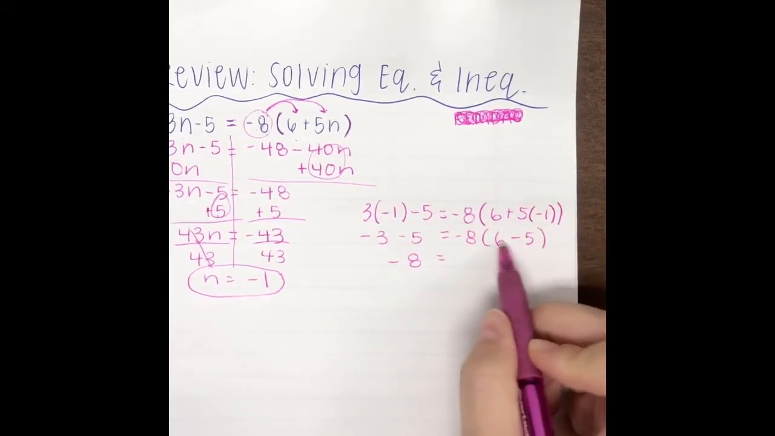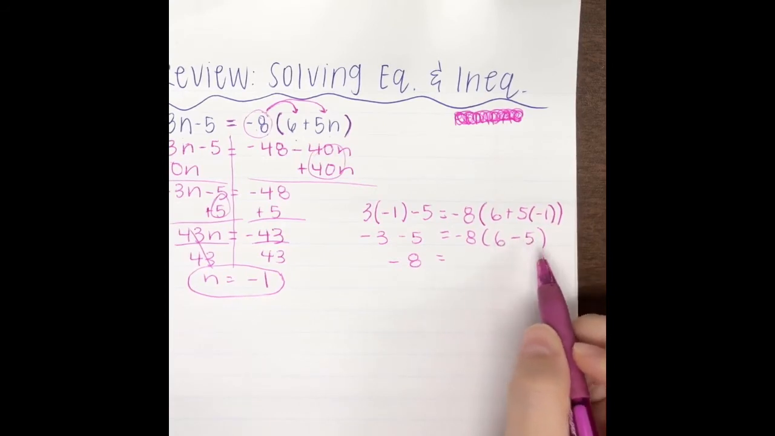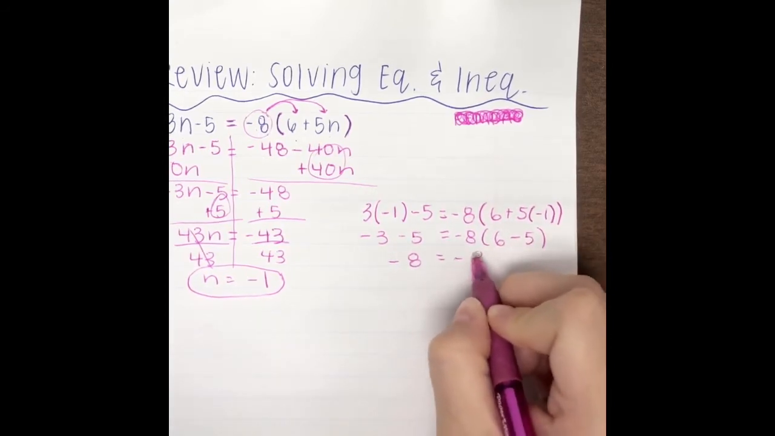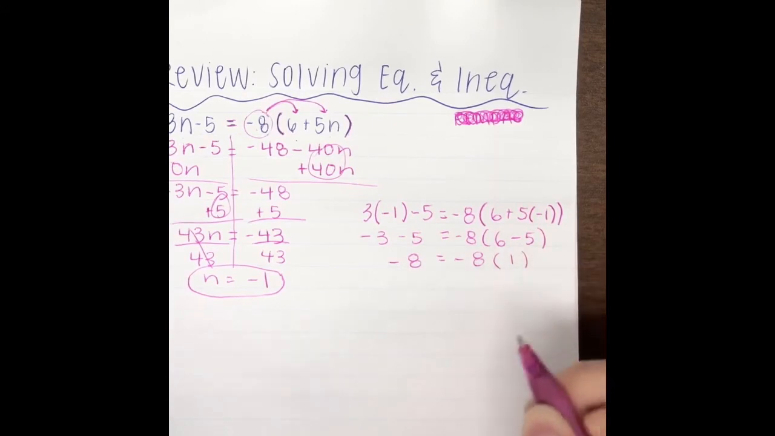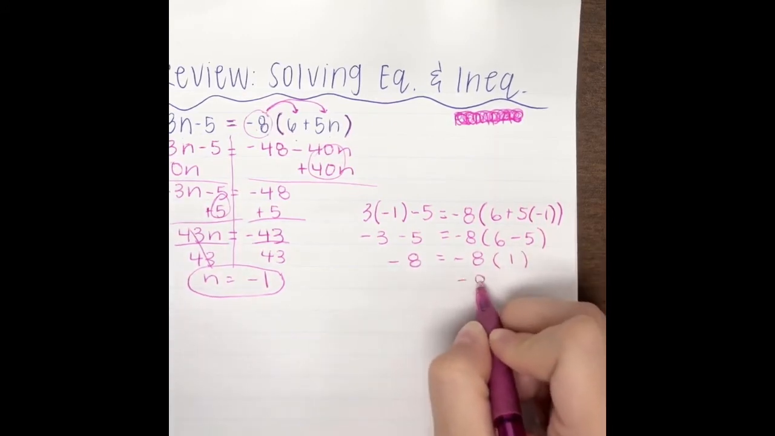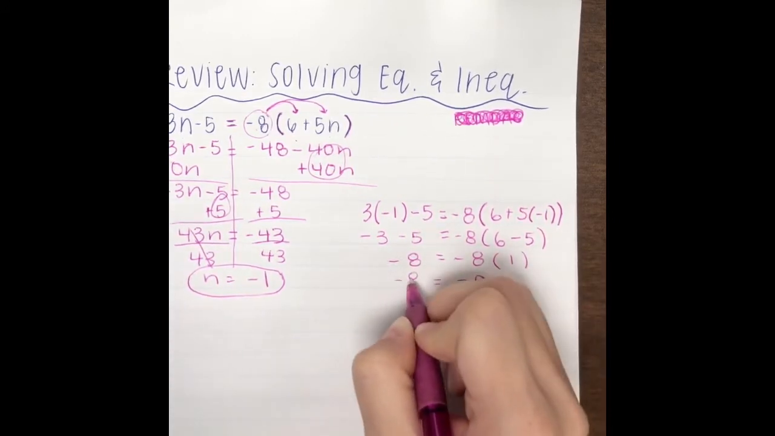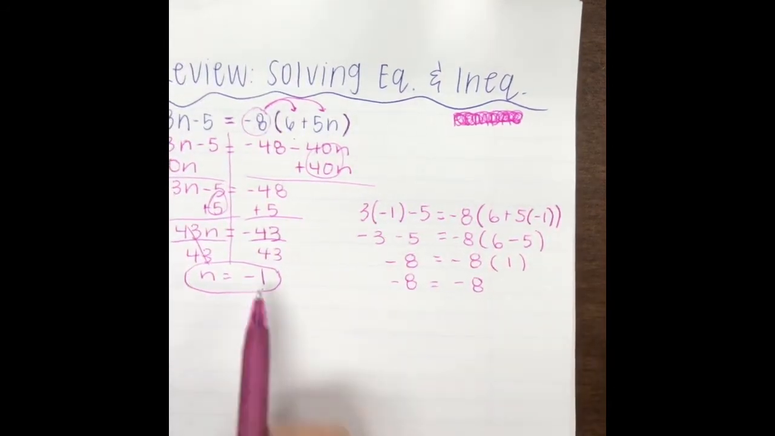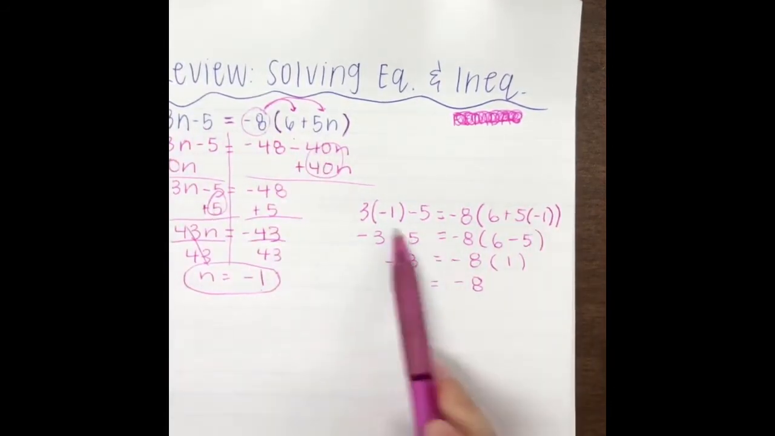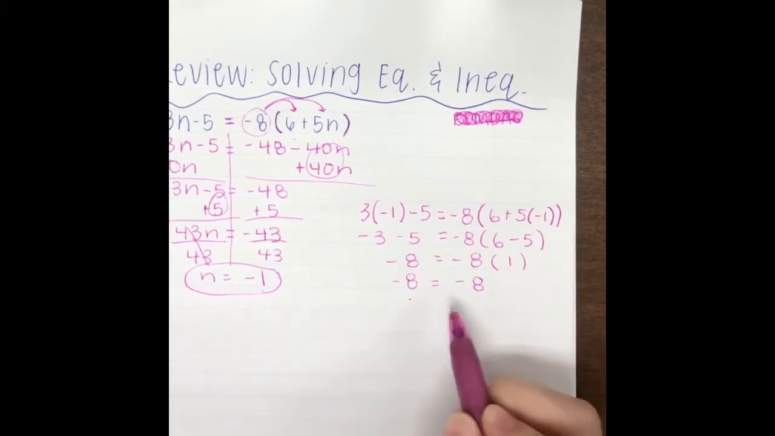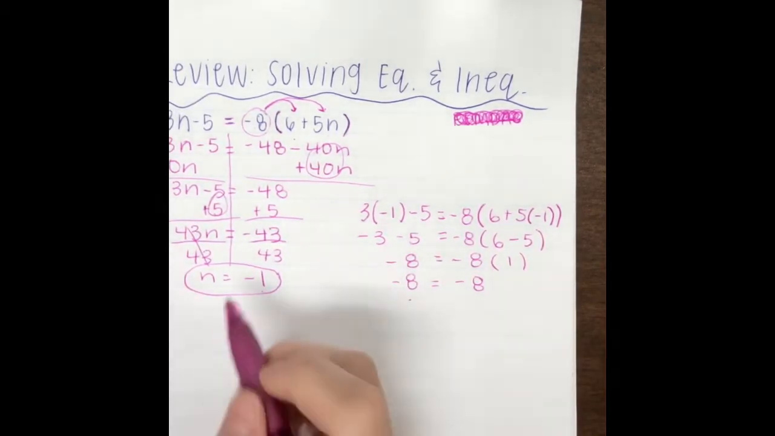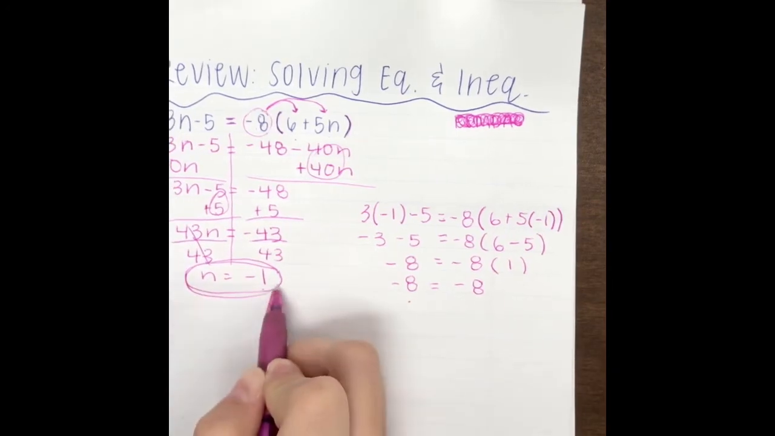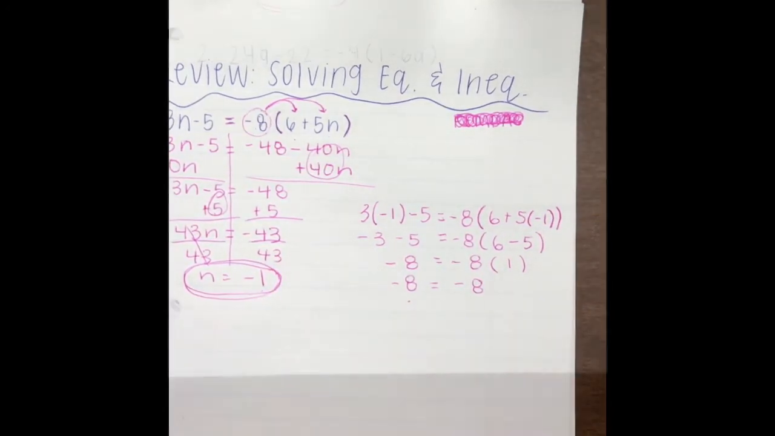To simplify, first I want to do inside of parentheses 6 minus 5, which is 1. And negative 8 times 1 is a negative 8. So we get negative 8 equals negative 8. You can see that by plugging in negative 1 for both ends, like we did here, it made the left side equal to the right side. Okay, so n equals negative 1 is our answer.